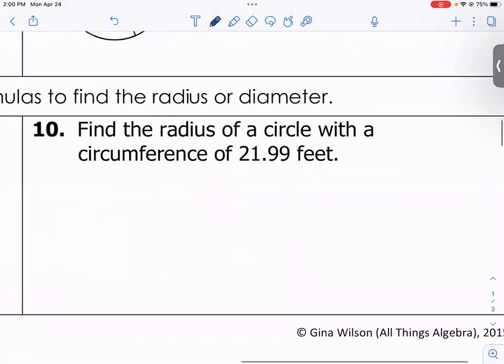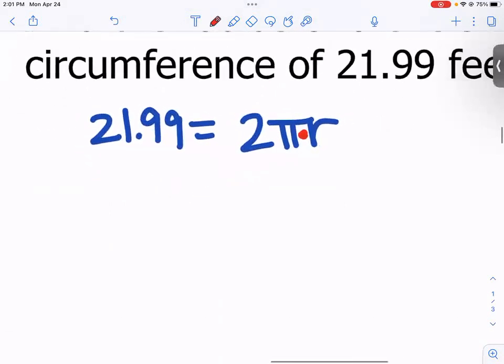Okay, and number 10, I want you to find the radius. Some of you like pi times diameter, but I want to warn you about something. If you use circumference equals 2 pi r for this problem, and we know that circumference is 21.99, what would we have to do to get r by itself? It's 2 pi times r. But isn't r times two the diameter? Yes.